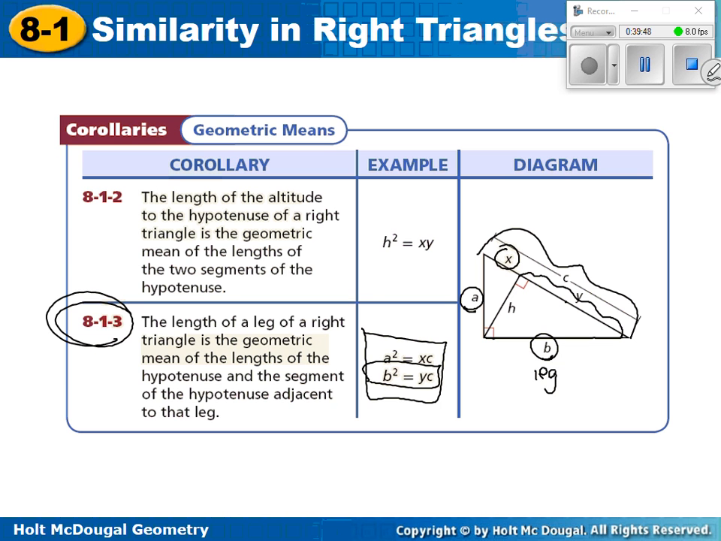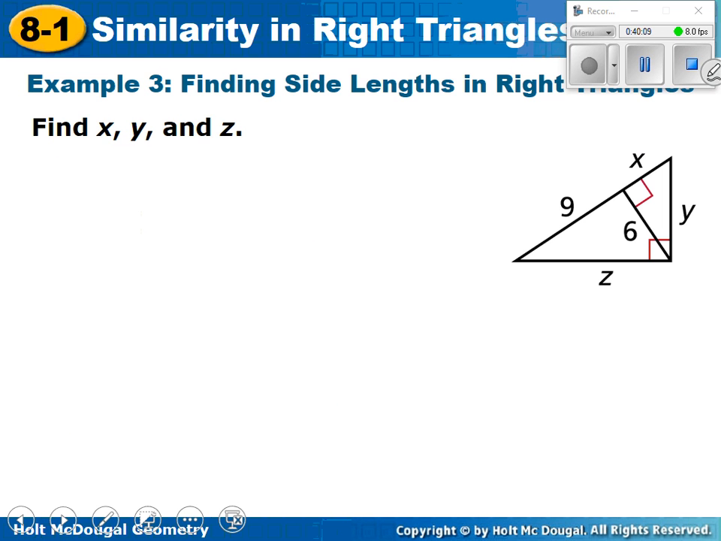But only if you have what kind of triangle, with what drawn in it? An altitude. If it does not have a right angle up here, you cannot use this. If it does not have an altitude drawn from the right angle, you cannot use this. But these are two shortcuts that will work every time. Okay, I want to show you some examples where this is easier. So look at this first example right here.